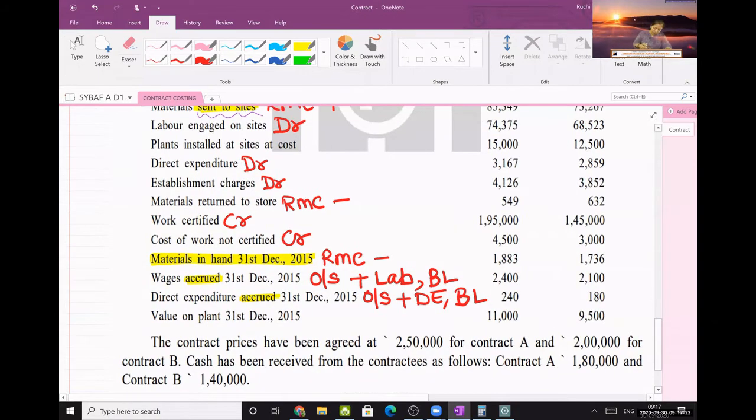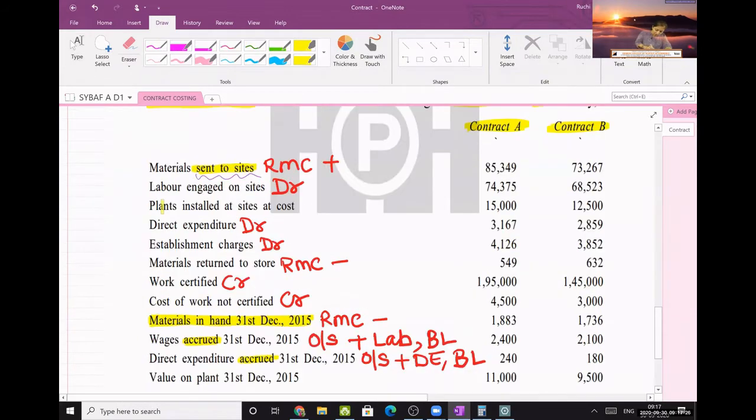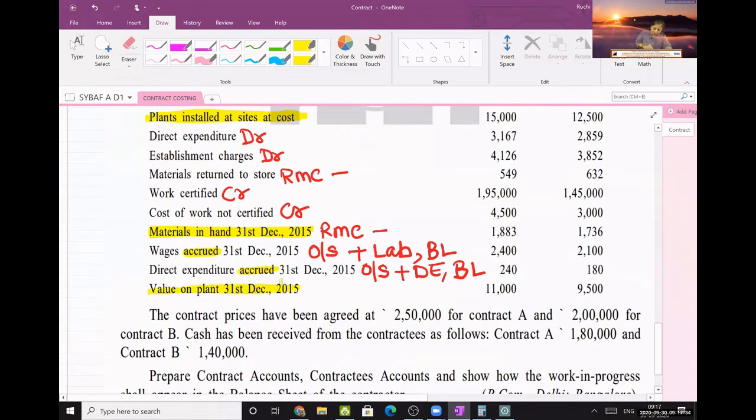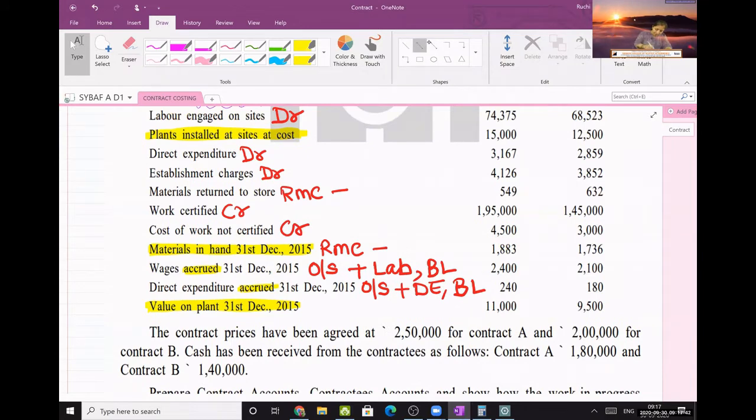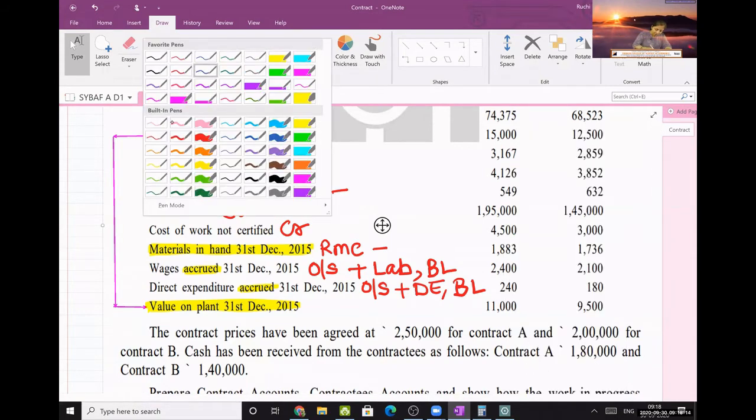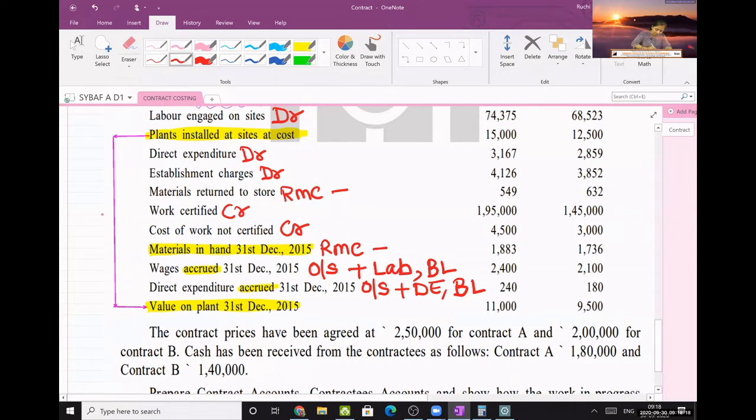वैल्यू ऑफ प्लांट एज ऑन 31st दिसंबर. ठीक है, कोई बात नहीं. ये जो प्लांट है, this is plant cost price, okay, and this is the WDV price of the plant. Okay, so just a moment, students. This information will basically help me to calculate depreciation. This will help me to calculate depreciation.